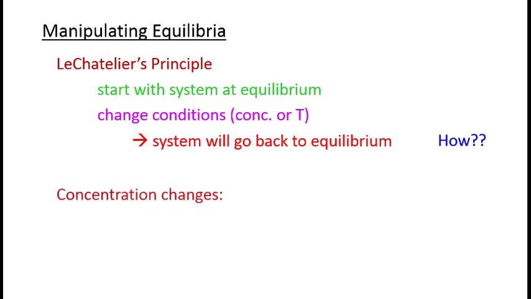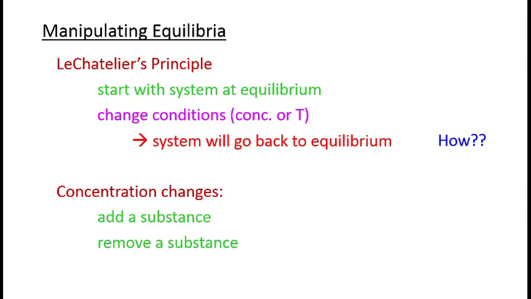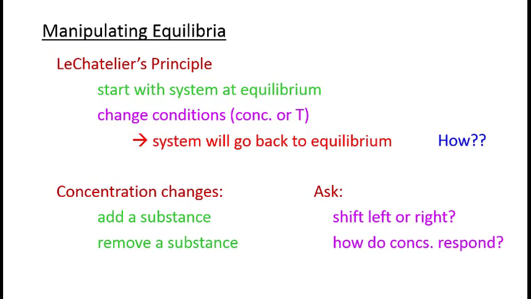Let's think about concentration changes. What we, the experimenter, can do is to add a substance or remove a substance. This changes the concentration of one of the components of the equilibrium. We know the system will go back to equilibrium, but there are two questions that we can ask about how this happens. We can ask which way the reaction shifts, to the left, converting products into reactants, or to the right, converting reactants into products. We can also ask how the concentration of another one of the components of the equilibrium responds. Does it increase or decrease?